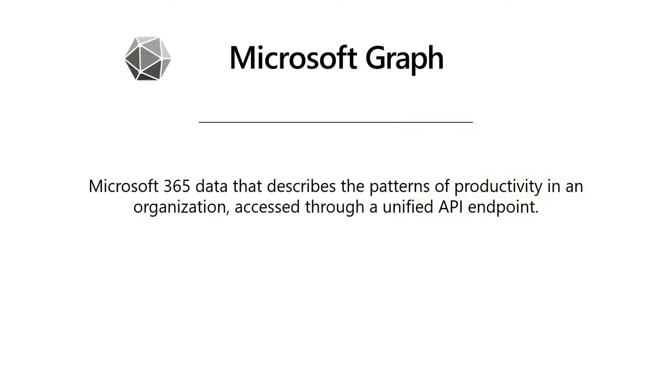So let's pause for a definition. If you've been in any of the Microsoft Graph sessions, you've probably seen this slide. Microsoft 365 data that describes the patterns of productivity in an organization, accessed through a unified API endpoint. Well, that's great if you want to call using the HTTP API. But what happens if you want to call that API and get access to that data via PowerShell?